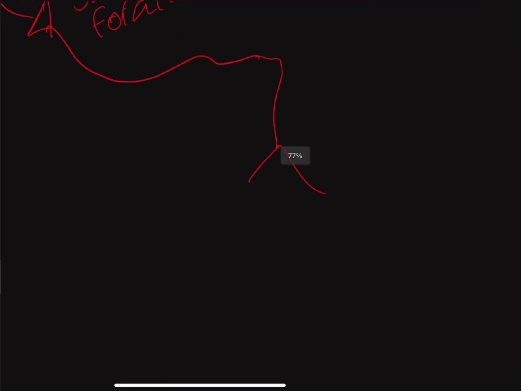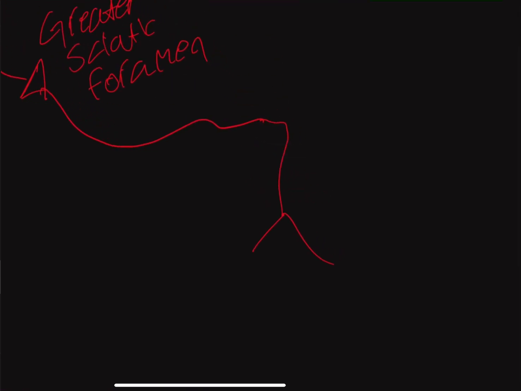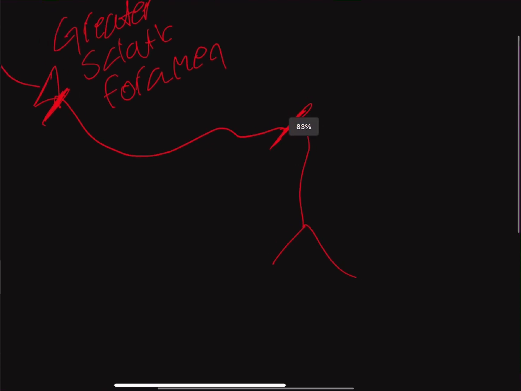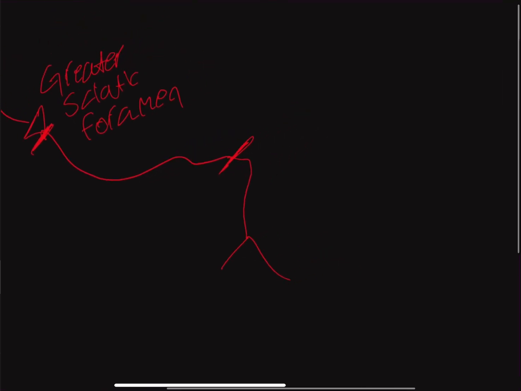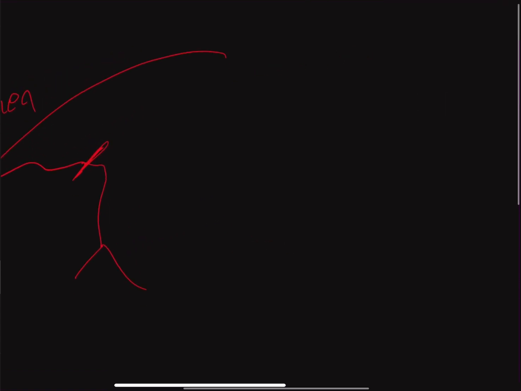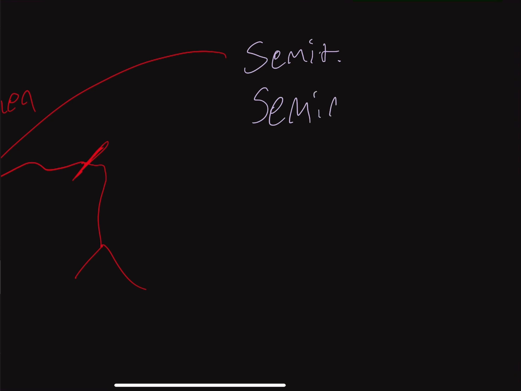In the popliteal fossa, it's going to split into two nerves. It's important to know that from about here to about here, say that's the length of the femur, the posterior thigh, it's innervating a couple of things: the semitendinosus, the semimembranosus, and the biceps femoris. Remember, the biceps femoris has two heads, the long head and the short head.